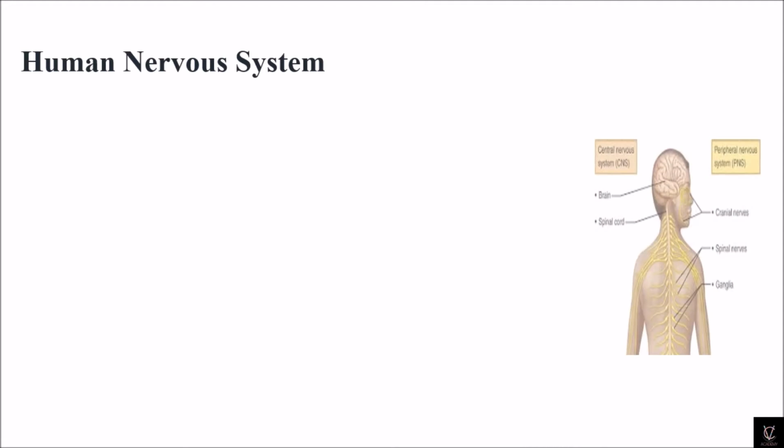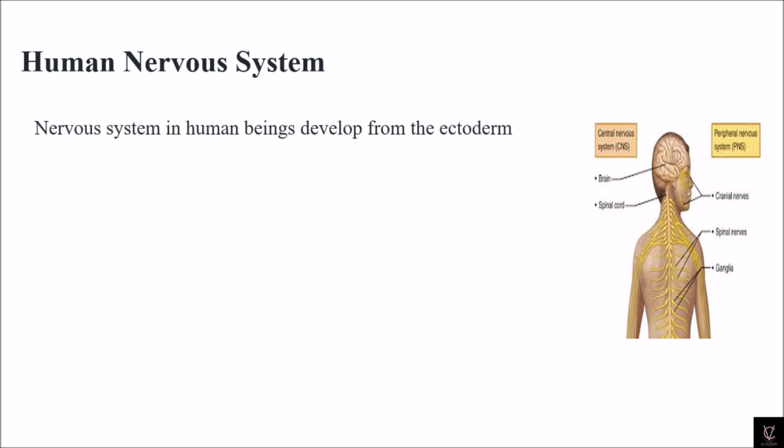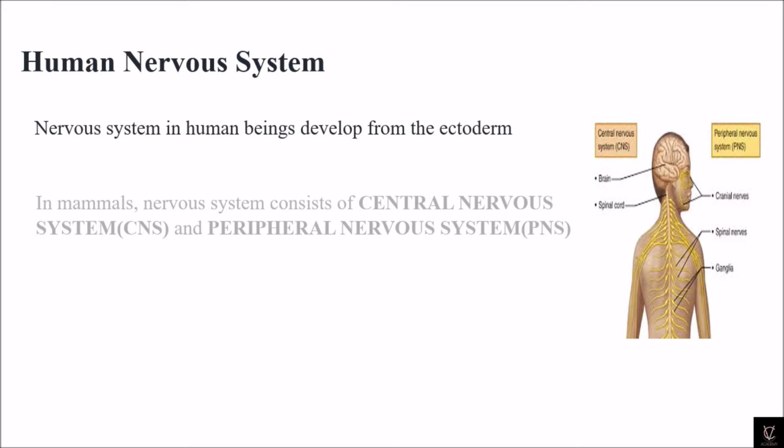Human nervous system. The nervous system in human beings develops from the ectoderm. As we know earlier, we have three layers, and out of the three, ectoderm is the one from which the human nervous system is developed.